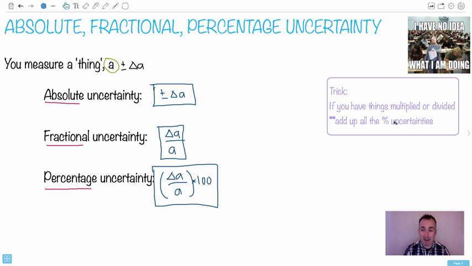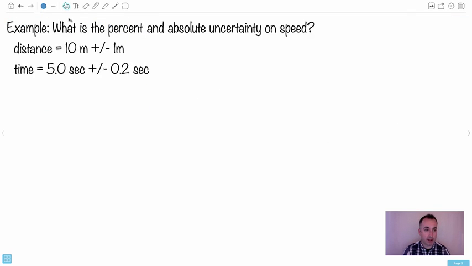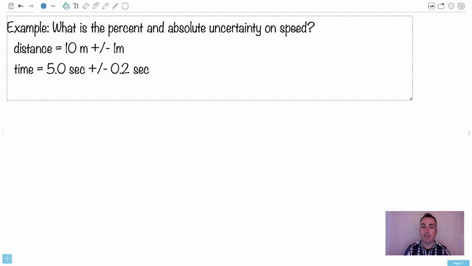And to make it make more sense, I'm going to use that actual example. So here we go, we have an actual example. What's the percent and absolute uncertainty on the speed?